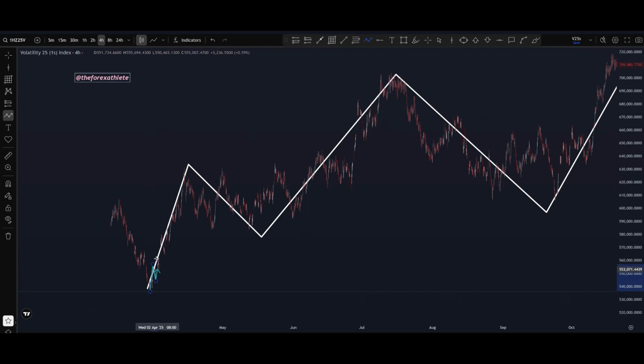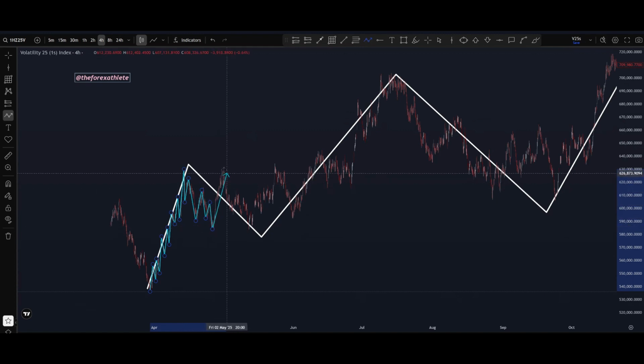Higher high, higher low, higher high, higher low, higher high, higher low. The higher low failed to form and we had what? A change in trend. So we have what? Lower high, lower low, lower high, lower low.